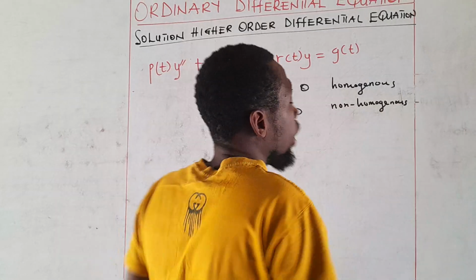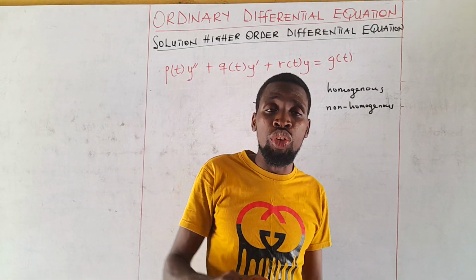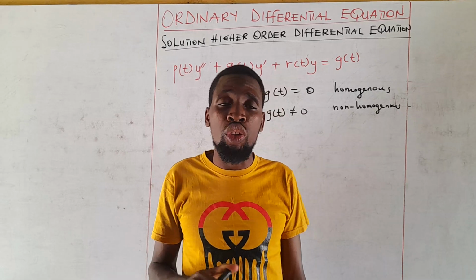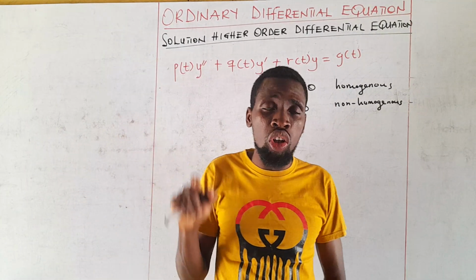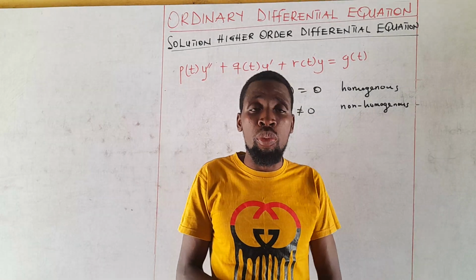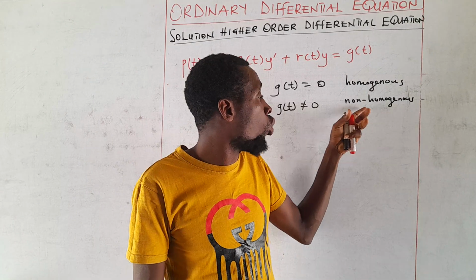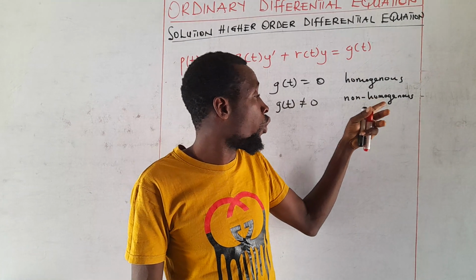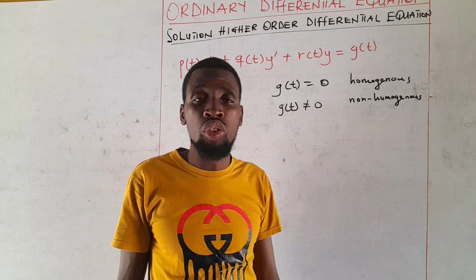Please, did you watch my videos covering the homogeneous one? If not, stop this video, go back and check that video before you come, because our idea of the homogeneous one will play a very important role today. So, we learned that the differential equation is homogeneous if g of t in this case is equal to 0.